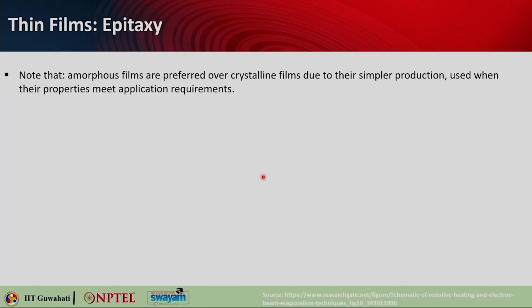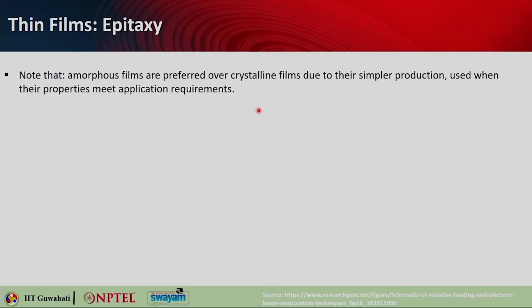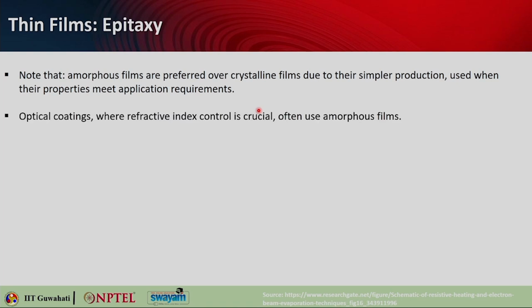Now, note that when we talk about the other thin films, if they are not crystalline, they are typically amorphous. Okay. So, amorphous films are preferred over thin films due to their simpler production, used when their properties can meet the application requirement. So, if you are able to provide an amorphous film that can serve your purpose, you stick to that. You do not need to develop a crystalline film or a very ordered film, because that makes it very expensive.